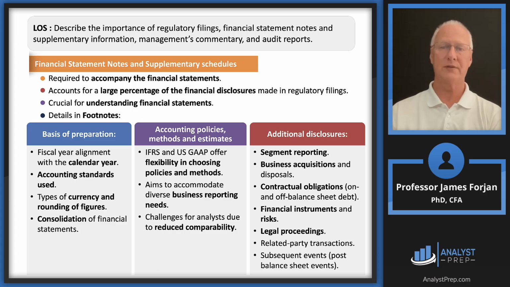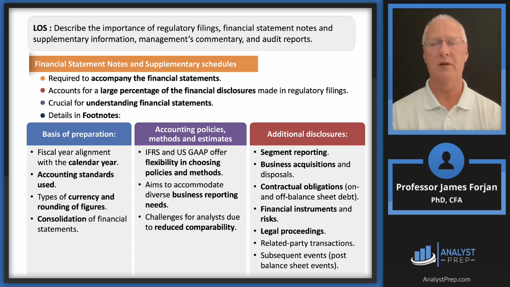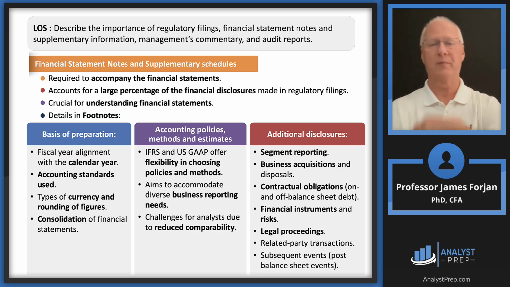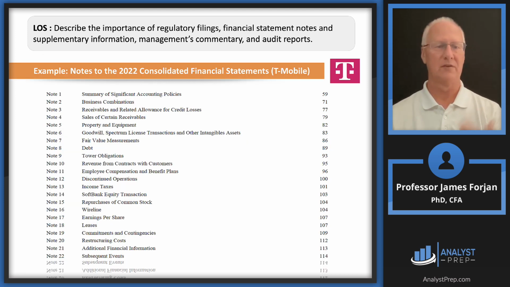The Institute has a nice section on the requirements for segment reporting, acquisitions, on and off balance sheet debt. Go back to my Enron example. They had tons and tons of off balance sheet financing. They weren't the first, but they were among the first to abuse the special purpose vehicles. Legal proceedings and some other things here.